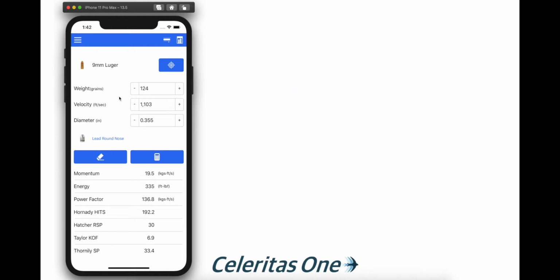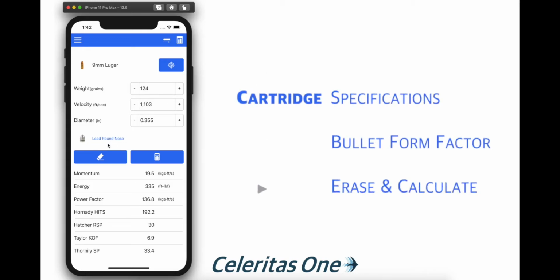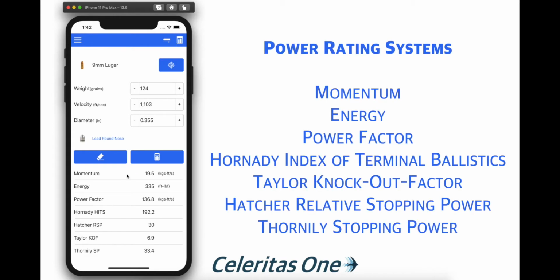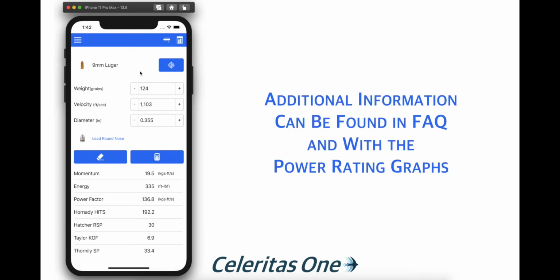The second area allows you to select and enter the cartridge specifications, the bullet's form factor, and erase and calculate buttons. Lastly, the bottom area displays the 7 different power ratings for this cartridge. Additional information about these power ratings can be found in the FAQs and with the Power Rating Graphs.